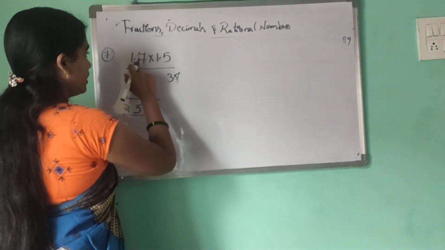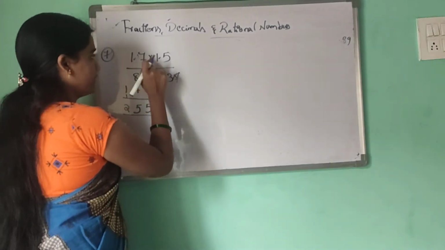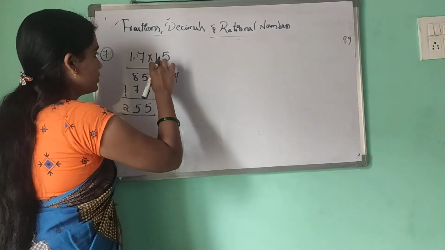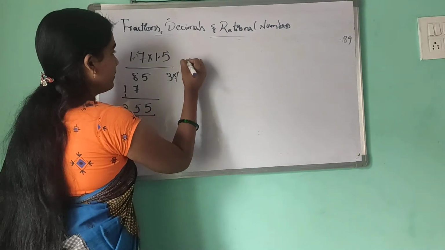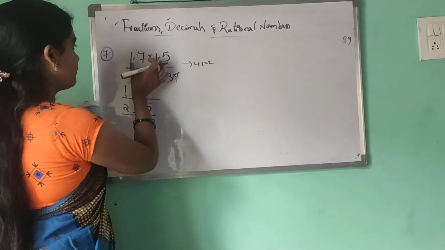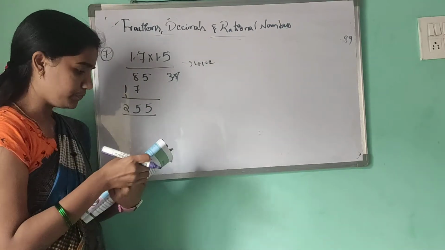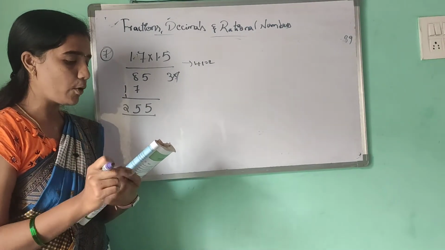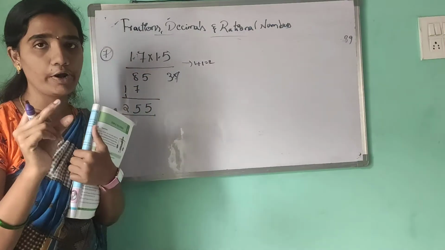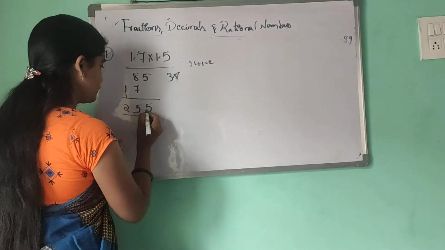In these decimals, how many decimal places are there? 1.7 and 1.5, so one digit after the point in this number, and one digit after the point in this number too. So adding 1 plus 1 equals 2. So in the product of these decimal numbers, we have to place the decimal point two digits from the right side of the product, that means after 2 digits from the right.